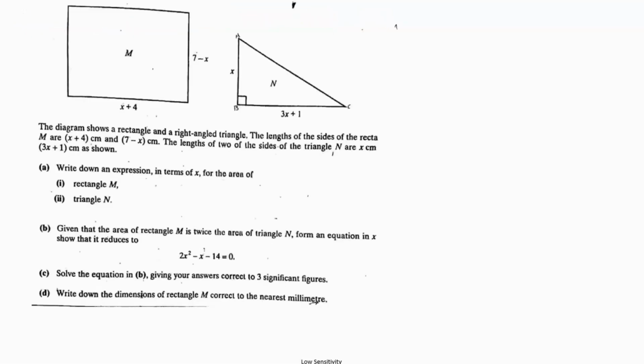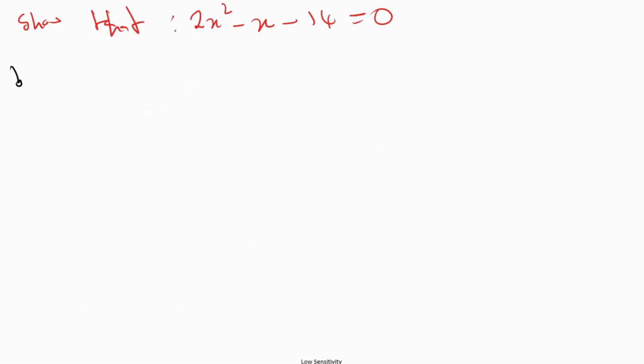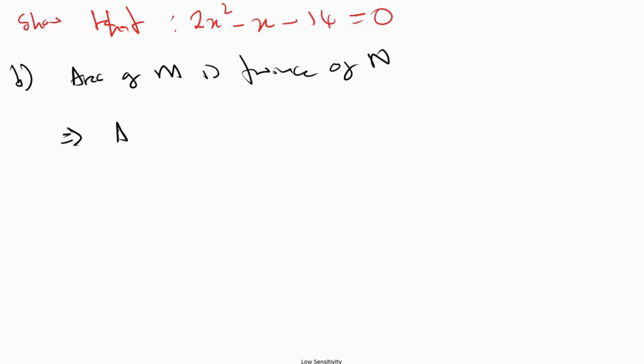But we were also told something. We're told that the area of rectangle M is twice the area of the triangle. So we're told that the area of M is twice the area of N. So how do we express that? We know that the area of the rectangle M is equal to 2 times the area of the triangle N.